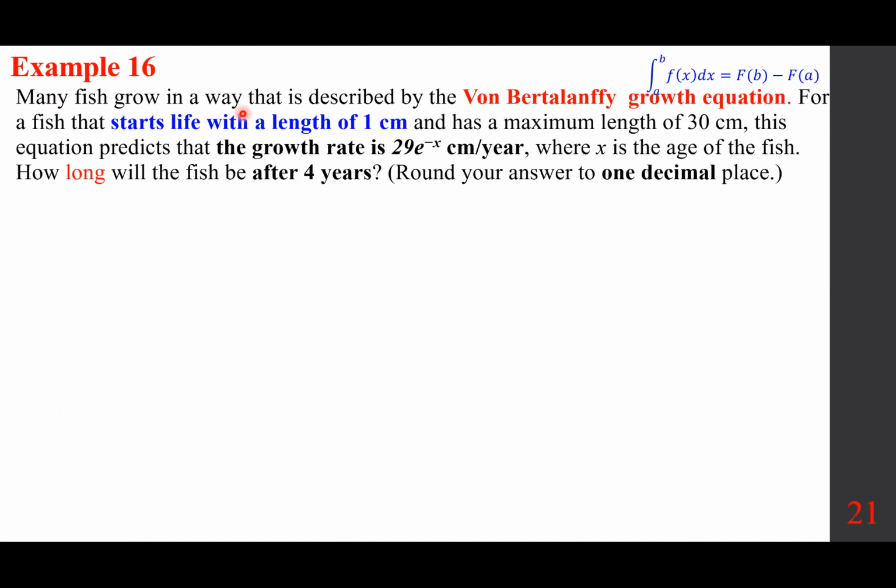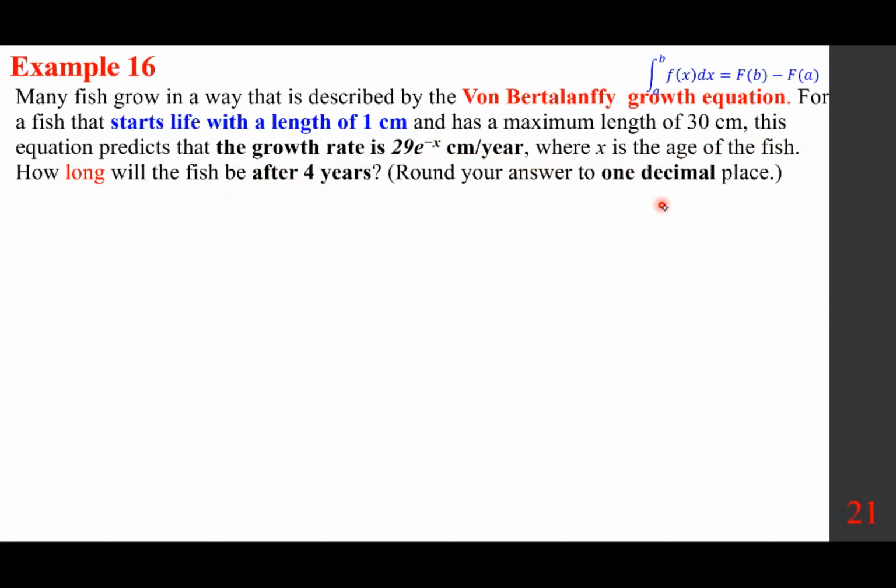Many fish grow in a way that is described by von Bertalanffy growth equation. For a fish that starts life with a length of 1 centimeter and has a maximum length of 30 centimeters, this equation predicts the growth rate is 29 e to the power minus x centimeters per year, where x is the age of the fish. How long will the fish be after 4 years? And we want to round it to 1 decimal.